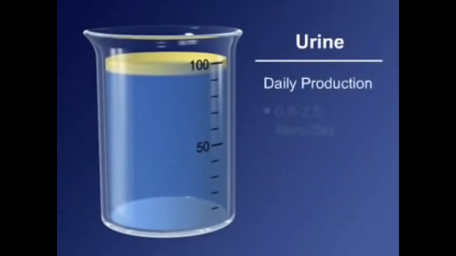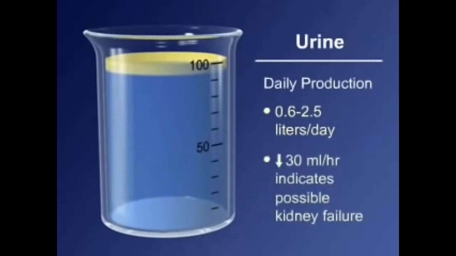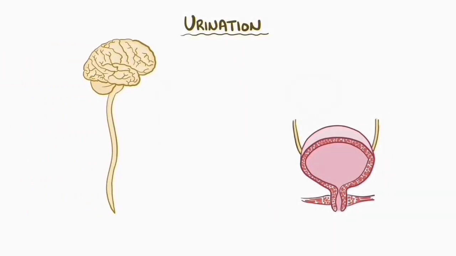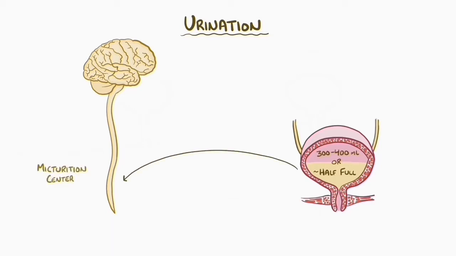The daily production is about 0.6 to 2.5 liters a day. Urine production below 30 milliliters per hour indicates possible kidney failure. The act of urination involves close coordination between the nervous system and the muscles. Once the volume of the bladder is about 300 to 400 ml, which is about half full, the pressure on the wall increases, and that sends a signal to the urination or micturition center of the spinal cord, located at S2 and S3.